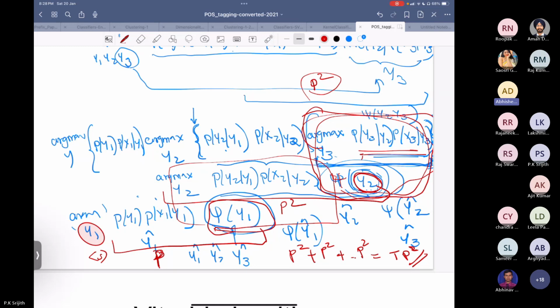Okay, and one more doubt I have: why is the initial term only p, when the others were p square?